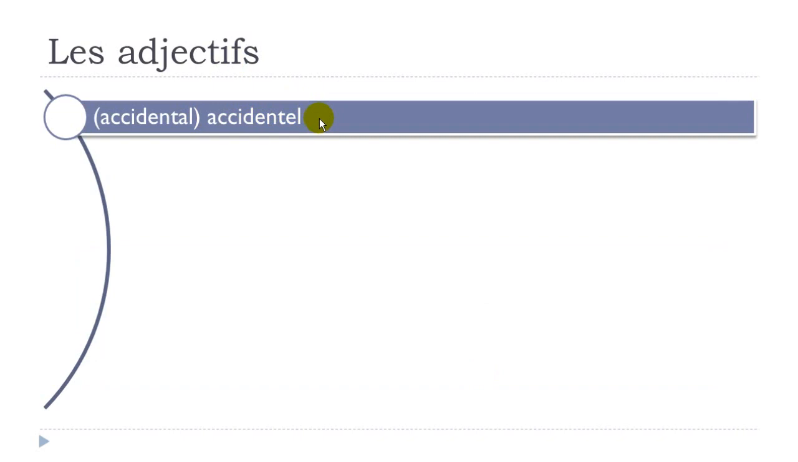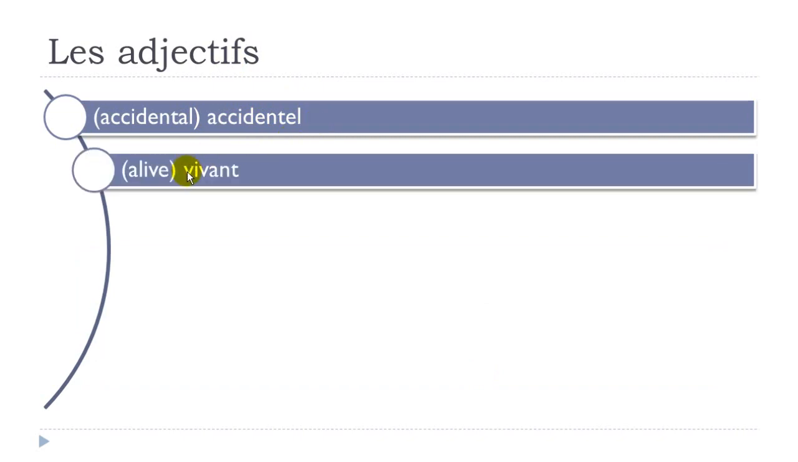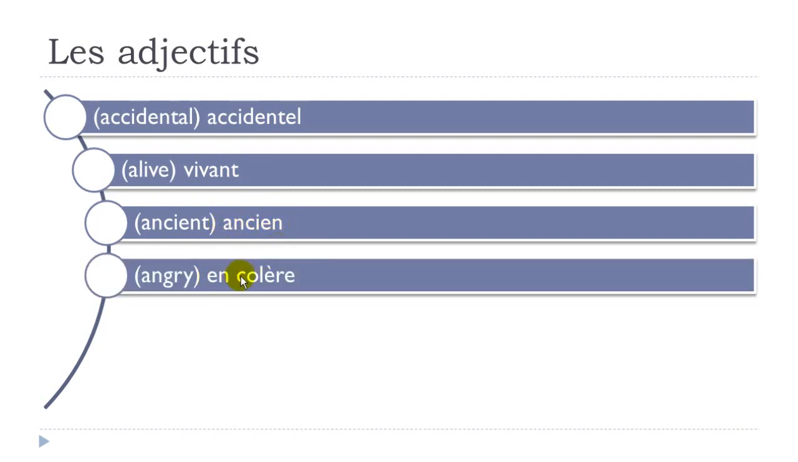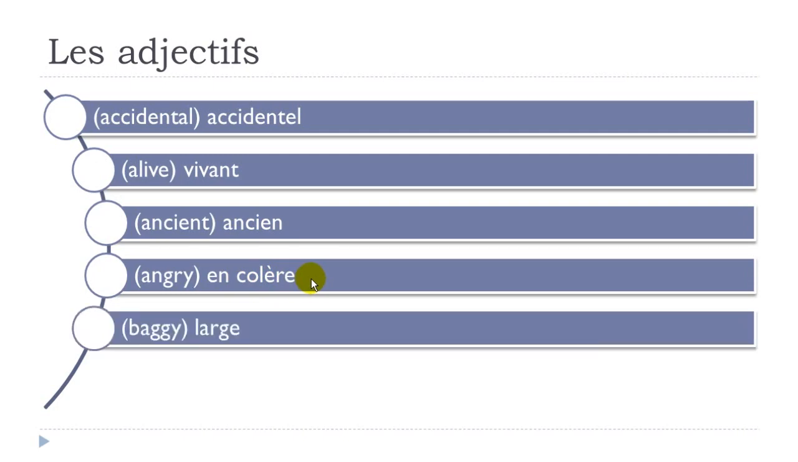Accidentel. Vivant. Final T not pronounced. Ancien. Remember, A-N, ancien. En colère. E accent grave like that. Here you pronounce it E. Colère. En colère. Large. Don't insist on the final E. Large.